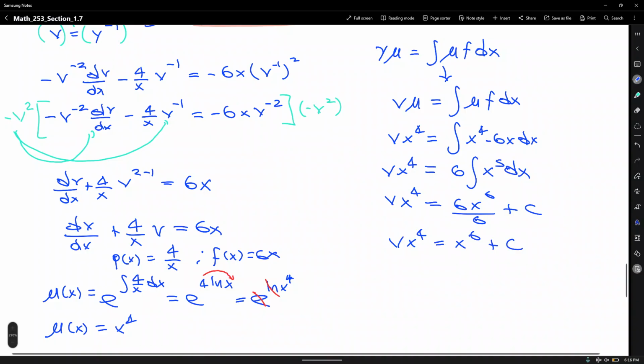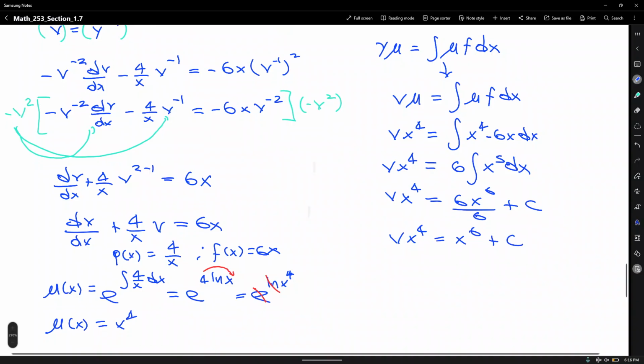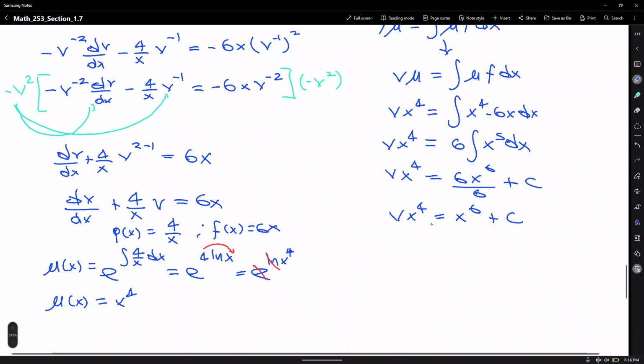We're essentially done. We're almost done. Let's solve for v by dividing both sides by x to the fourth. So v equals x to the 6 divided by x to the 4, that is x squared, plus c over x to the fourth. And guys, that's essentially the solution. Well, actually, I'm going to write the solution in a slightly different way: x to the 6 plus c over x to the 4. You will see why I'm leaving it in these terms instead.